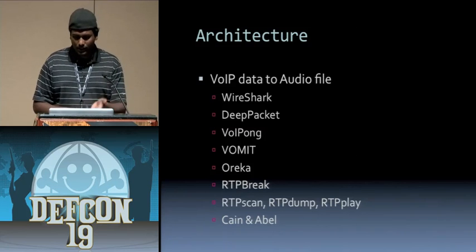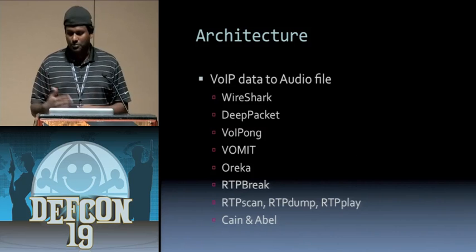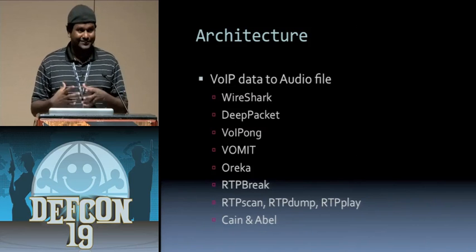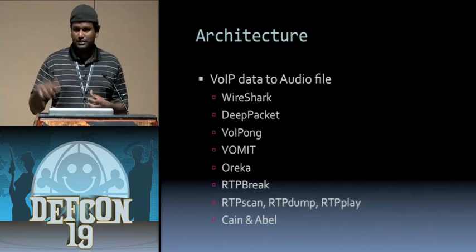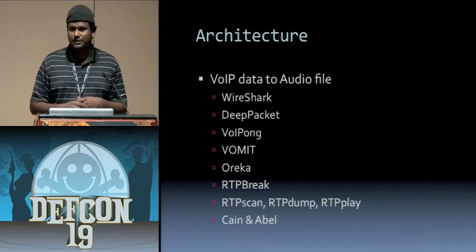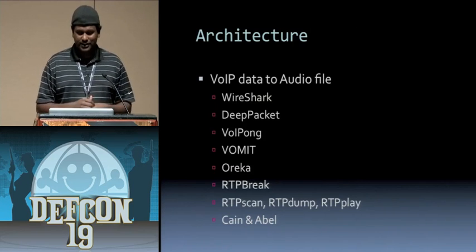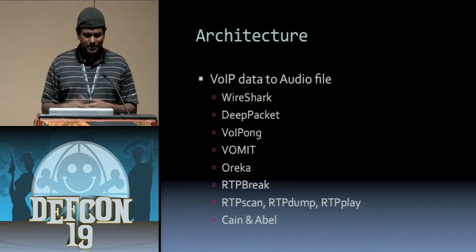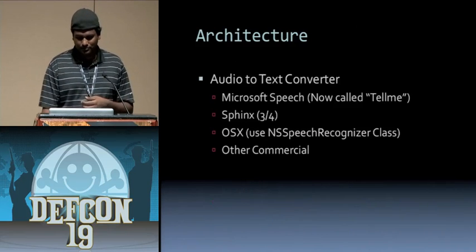So dpkt, like I mentioned, was the Python library that we used. Then VoIPong has a live CD available if you don't want to use their source code to compile it. You can just install it, and that starts dumping out all the audio files. Then we have Vomit, Eureka, RTPbreak, RTPscan, RTPdump, RTPplay and Cain & Abel. All these tools can dump voice audio files out of the packet capture.